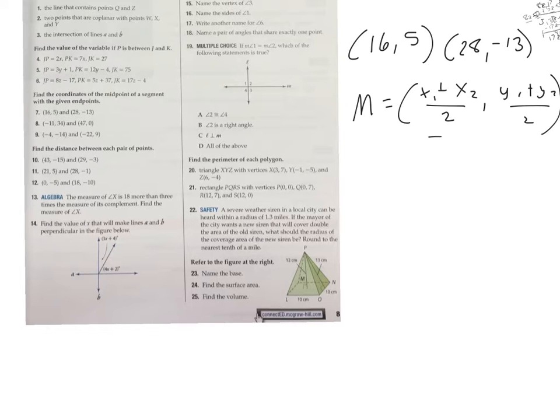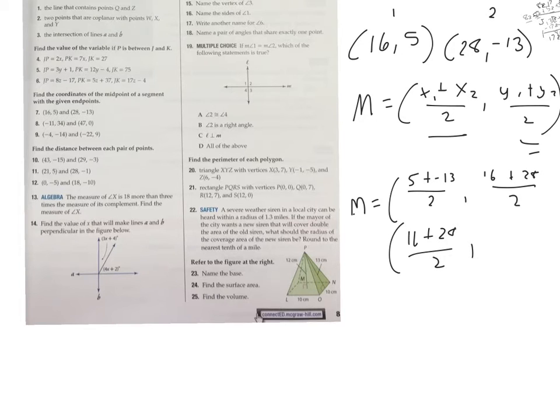That'll give me my new x, and this will give me my new y. So let's do this real quick. The midpoint then is going to equal, well, if I say this is point 1 and that's point 2, I'm going to say 5 plus a negative 13 divided by 2. That'll give me my new x. 16 plus 28. Oh, I actually did that backwards. So it should say 16 plus 28 divided by 2. That's my new x. And 5 plus negative 13 divided by 2, that would be my new y. These are incorrect because I did the y's here and I should have done the x's.